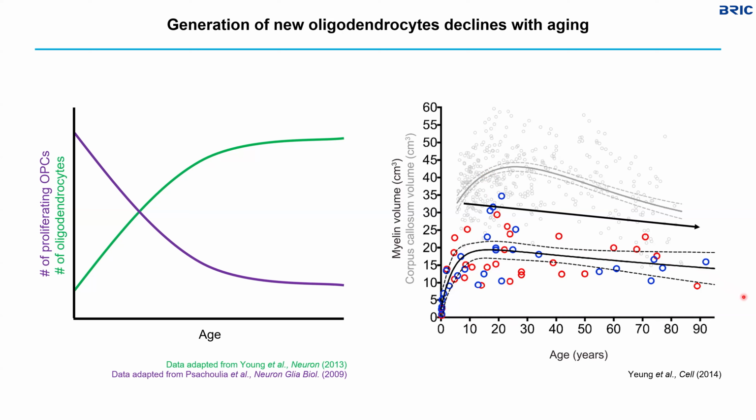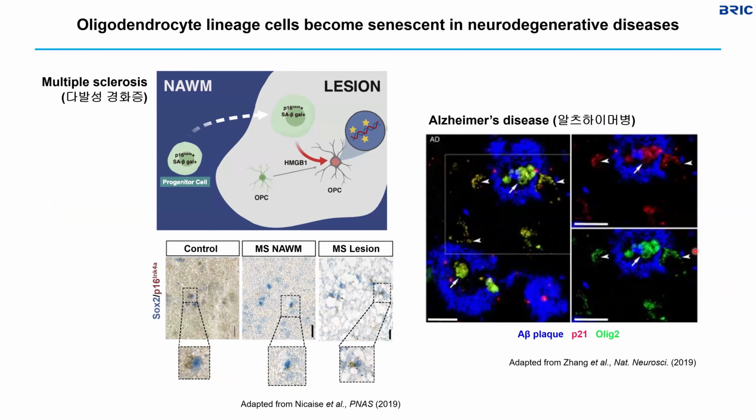So now the question is, why is there this sudden decrease in new oligodendrocytes and new myelin formation when we have a constant pool of progenitors throughout life? One of the reasons could be that oligodendrocyte lineage cells, including OPCs, can become senescent with aging as well as in neurodegenerative diseases. So here I have examples of multiple sclerosis as well as Alzheimer's disease, where they can stain for markers of senescence, p16 or p21, and show that oligodendrocyte lineage cells upregulate these markers of senescence.